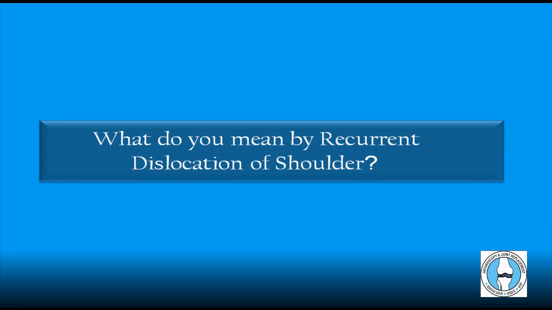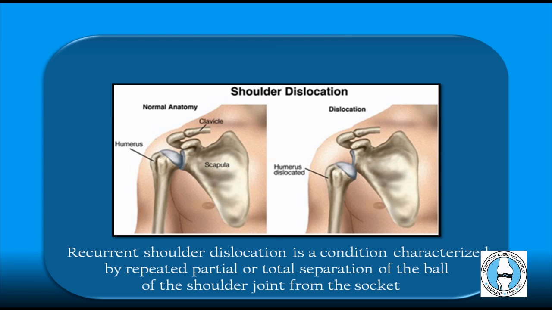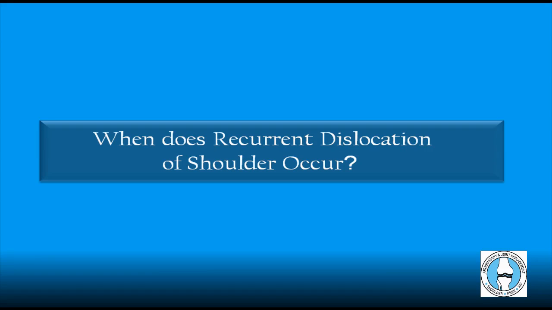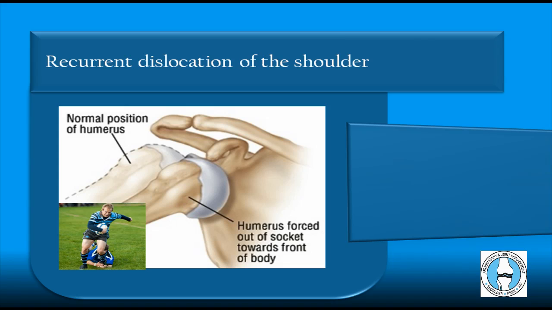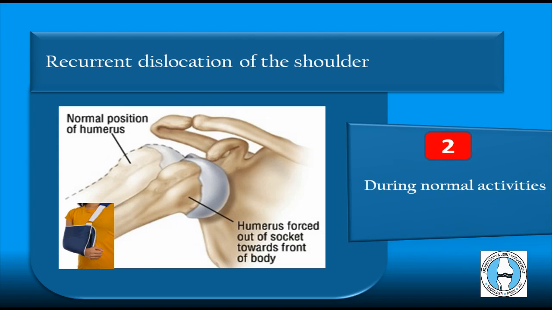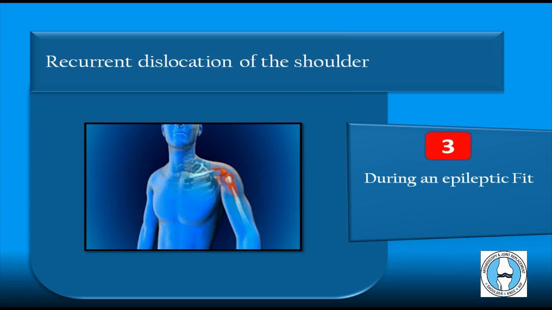What do you mean by recurrent dislocation of the shoulder? Recurrent shoulder dislocation is a condition characterized by repeated partial or total separation of the ball of the shoulder joint from the socket. When does recurrent dislocation of the shoulder occur? It usually occurs in young adults engaged in highly demanding sports or job activities. However, in some patients, it may also occur during normal day-to-day activity, even during sleep, causing the patient to wake up. In some patients this can occur during an epileptic fit or after sustaining an electric shock.